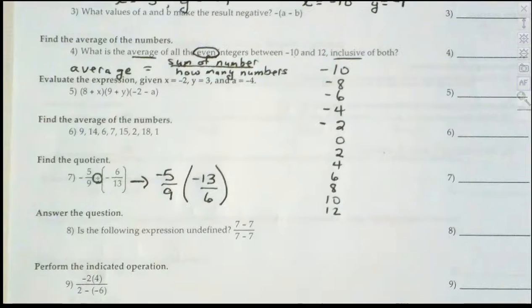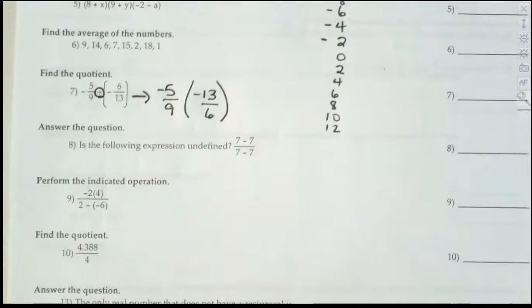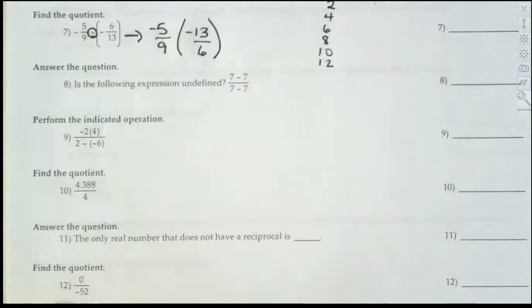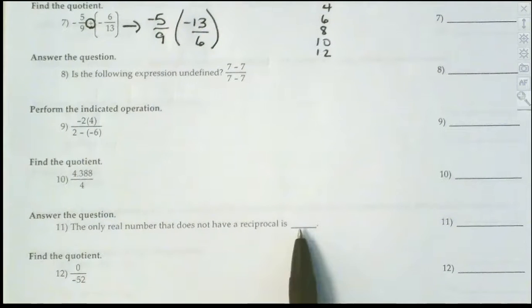Question 8 we've talked about. 9 we've talked about. 10 we've talked about. And 11, you can look this up in your textbook. Maybe there's only one number that doesn't have a reciprocal. Or you may already know what that is. There's only one number you can't flip over.